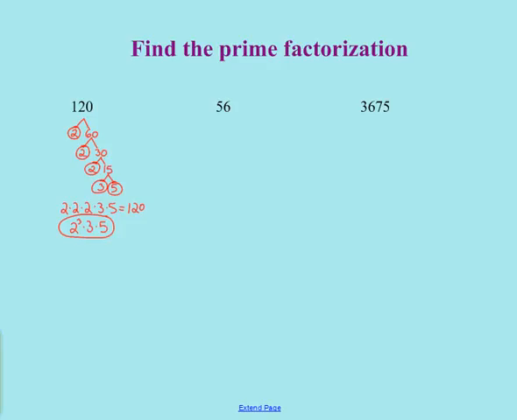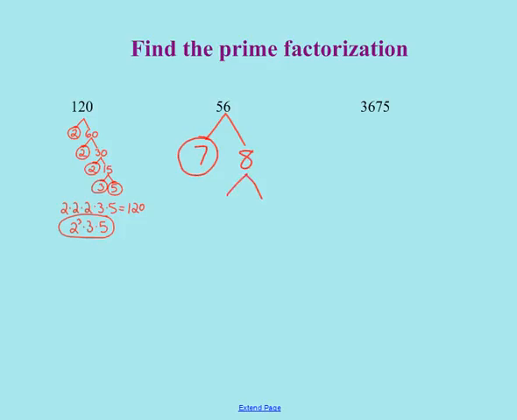Now let's take a look at the number 56. Once again, we want to create a factor tree. So we're going to factor 56 into 2 numbers, one of which is prime. 7 times 8 is 56. 7 is a prime number. 8 is a composite number, so we need to factor it again.